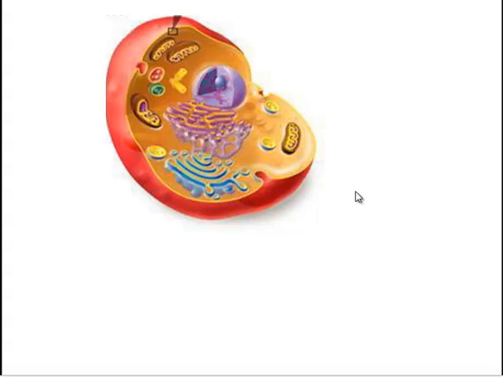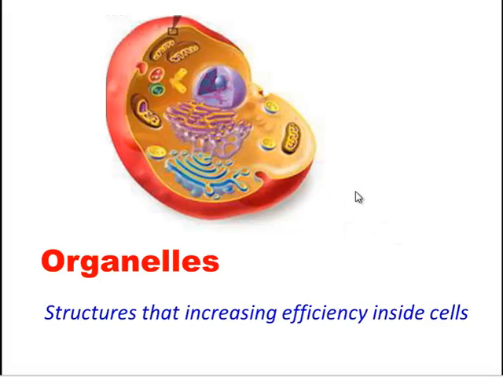In an earlier lesson, we saw that cells need a large surface area to their membrane in order to increase the surface area for material exchange. But it's also helpful for cells to have a large surface area inside. And so in order to do this, many cells have structures called organelles. And these organelles will increase the efficiency of things that happen inside the cells. In this video, we're going to take a look at the various organelles, what they do, and how they help the cell maintain homeostasis.